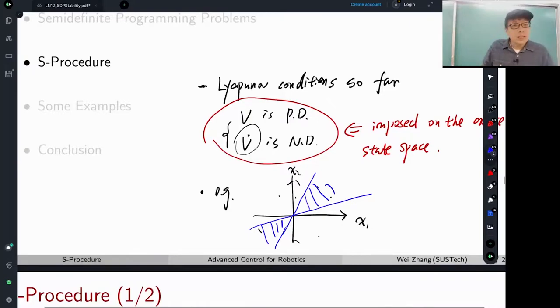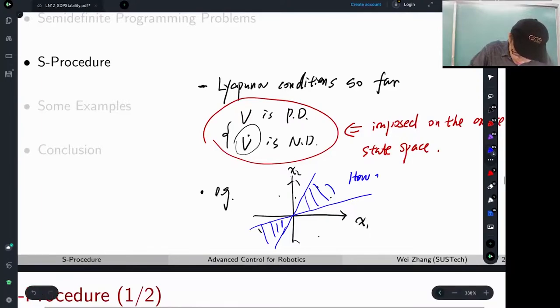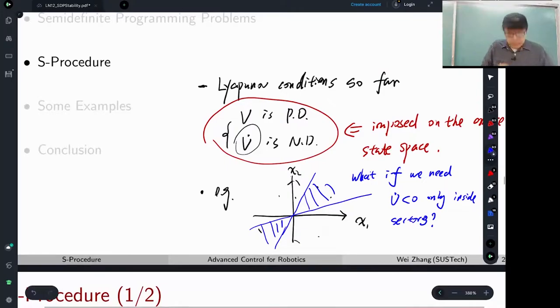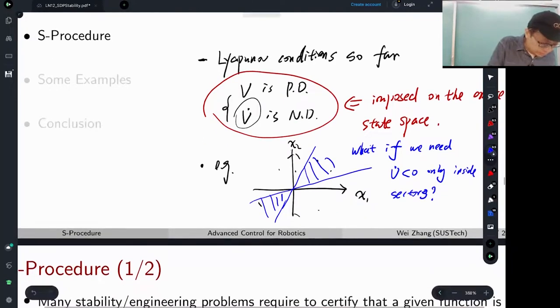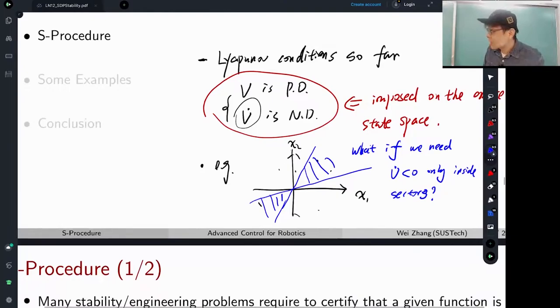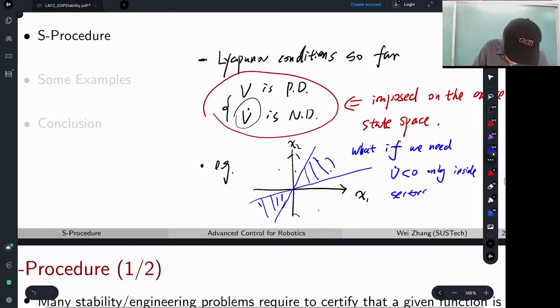What if we need V dot less than zero only inside these sectors? I don't need the entire space to be positive definite or negative definite. I only need it to be sign definite within some kind of set. That's often needed. Any questions? Sectors. How should we do it?